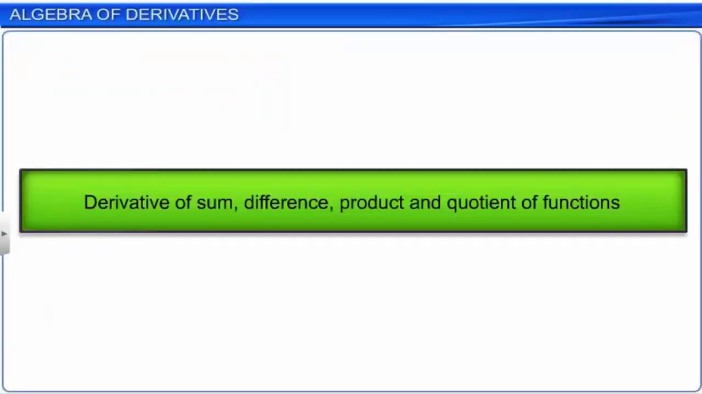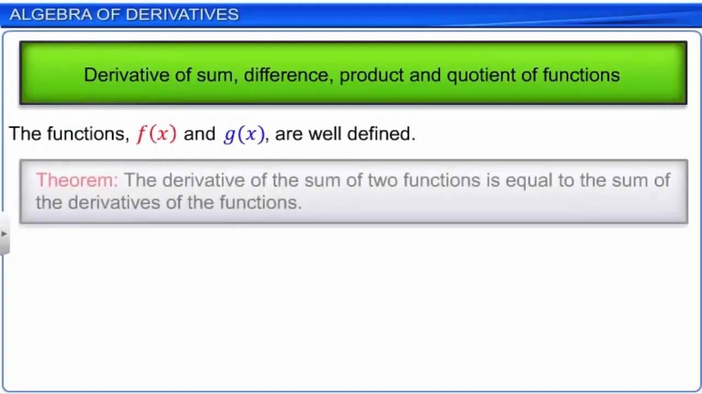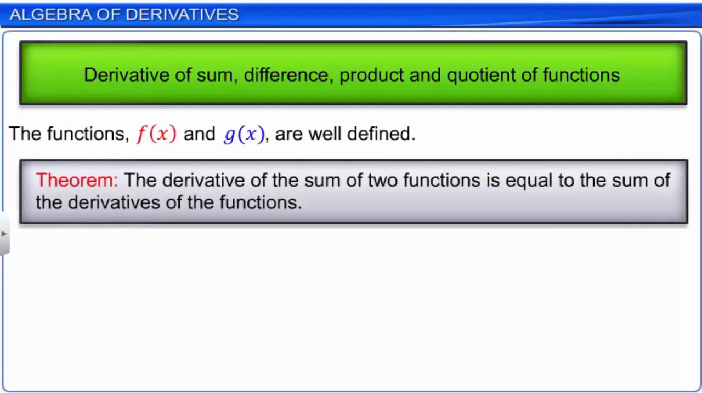Often, a function can be expressed as the sum, difference, product, or quotient of two or more functions. We will see how the derivatives of these functions are found. Let f of x and g of x be two well-defined functions. The derivative of the sum of two functions is equal to the sum of the derivatives of the functions.